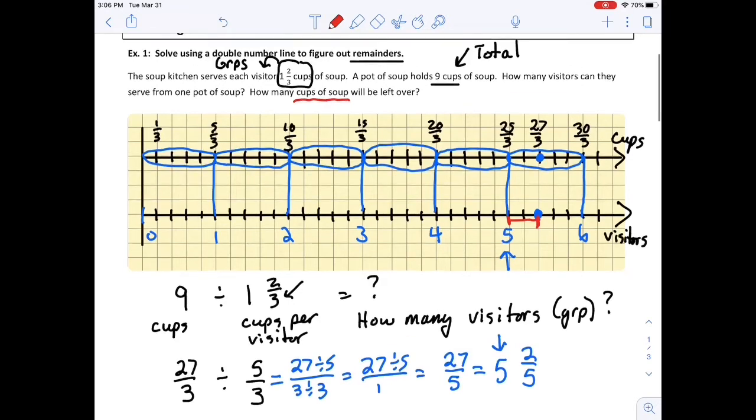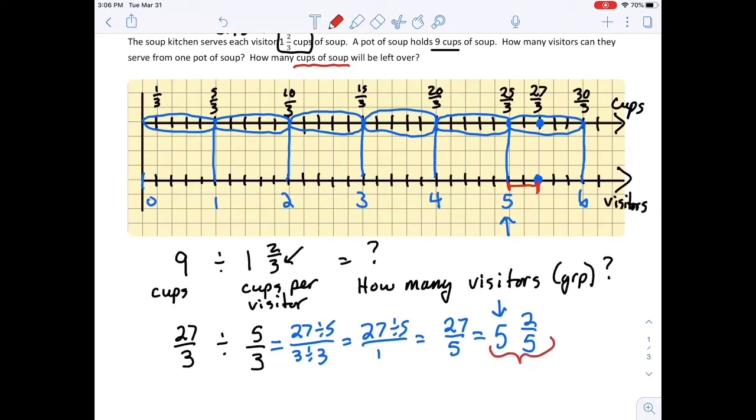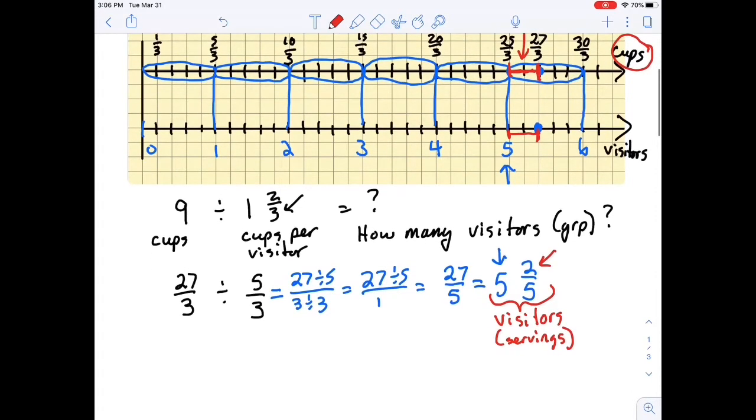So the 5 2/5 represents the visitors, which we could also think of as the number of servings that we have. But now we've got to figure out what to do with 2/5. We want to know how many cups are left over. So we can see that our leftover amount actually is 2 spaces, which corresponds to 2/3, since each space is 1/3, 2/3 cups left over. So our answer is 5 visitors get soup, and then we have 2/3 cups left over.